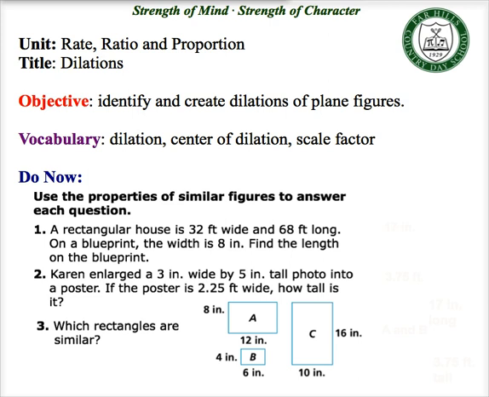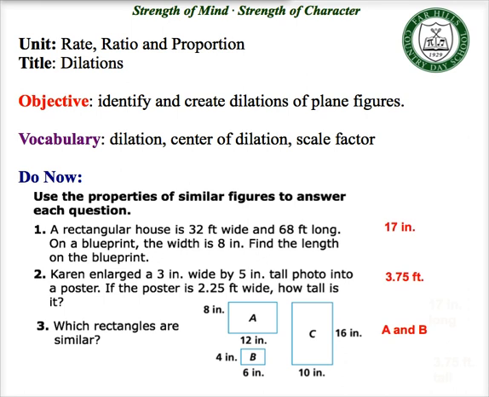Okay, welcome back. Let's check how you did. A rectangular house is 32 feet wide and 68 feet long, and on the blueprint the width is 8 inches. Find the length on the blueprint. So here are the answers. It's 17 inches long on the blueprint.